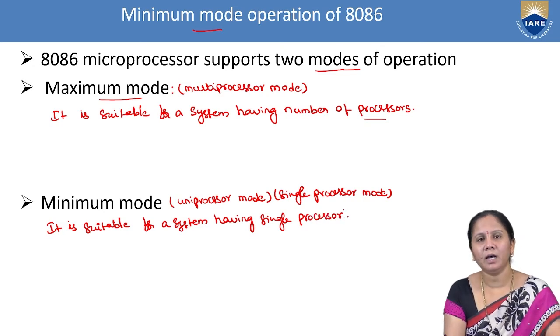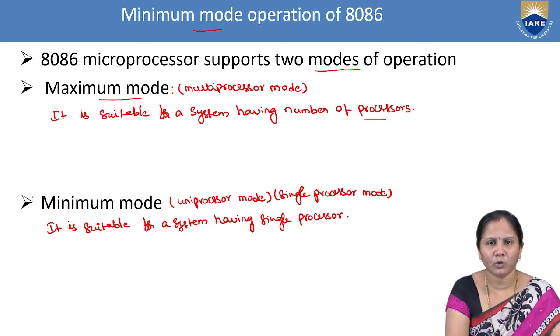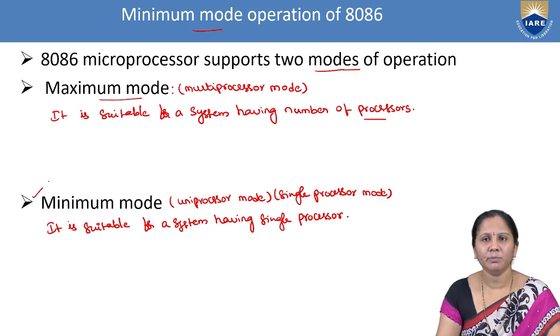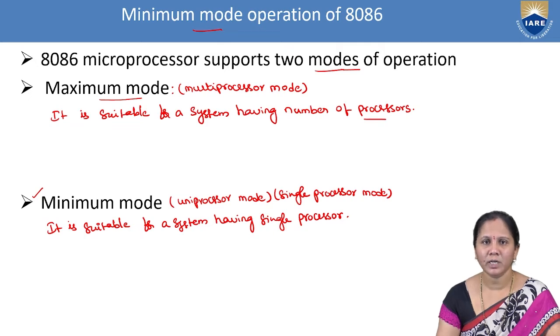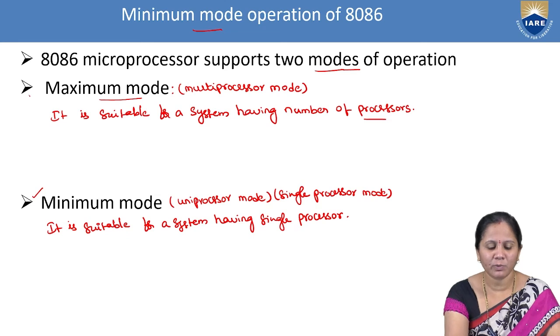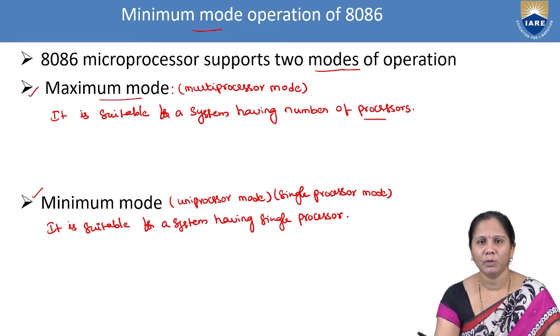If we observe the architecture of the 8086 microprocessor when it is operating in the minimum mode, we will have only one processor, that is the 8086 only. No other processors will be there. Only one 8086 microprocessor will be there. And also all the control signals will be present within the 8086 microprocessor itself. That is the major difference between the maximum mode and minimum mode.